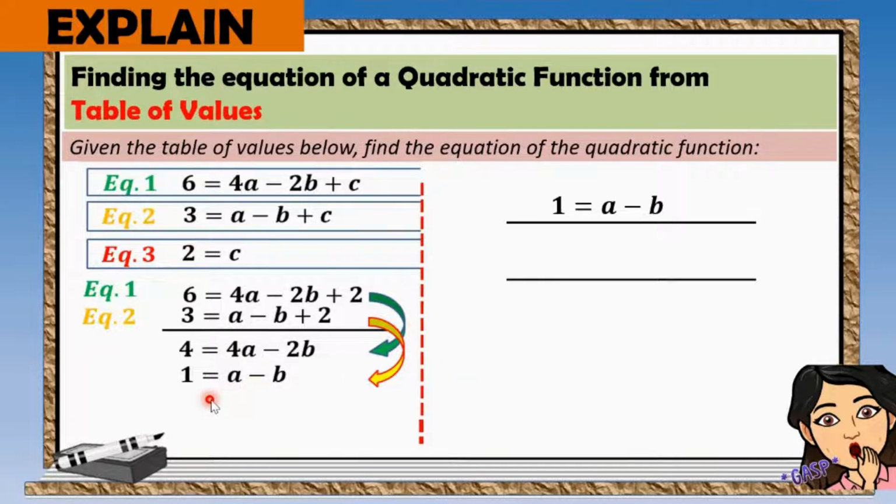So, I will get equation 2 and equation 1 again to simplify and get the value of a. Equation 1 is 4 equals 4a minus 2b. Equation 2 is 1 equals a minus b. In this case, hindi natin sila basta-basta mas-subtract para makuha yung value ng a. So, what we are going to do is to multiply equation 2 both sides by negative 2.